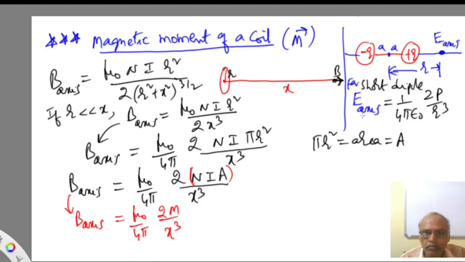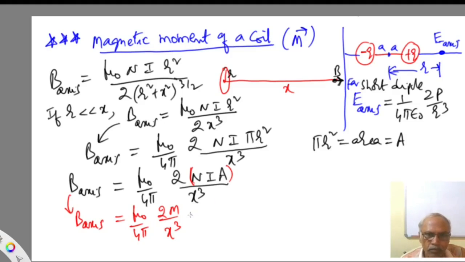Now it is similar to the electric field on the axis of a dipole. There you got 1 by 4 pi epsilon naught 2p by r cube. Here you are getting mu naught by 4 pi 2m by x cube. Here m is called magnetic moment, where m is equal to NIA.